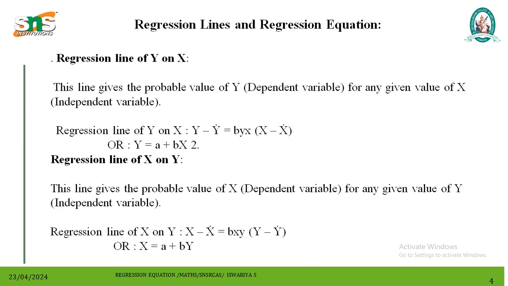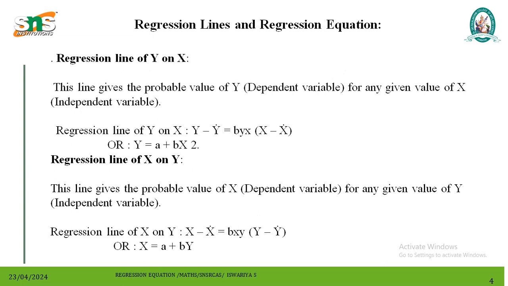So the regression line and regression equation are as follows. The first one is the regression line of y on x. This line gives the probable value of y for any given value of x. The regression line of y on x is y minus y bar equals byx into x minus x bar. Or we can also say that y is equal to a plus bx.